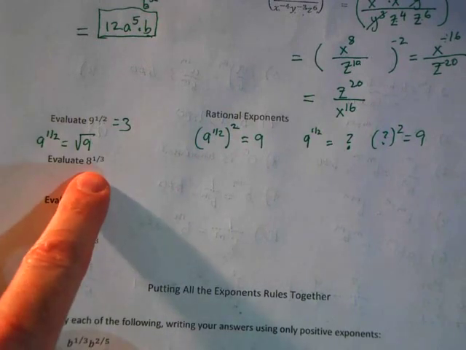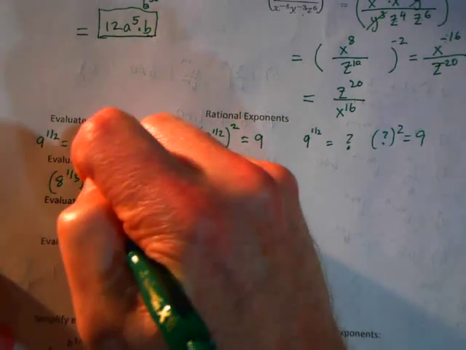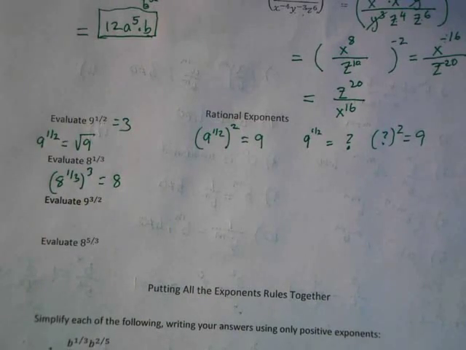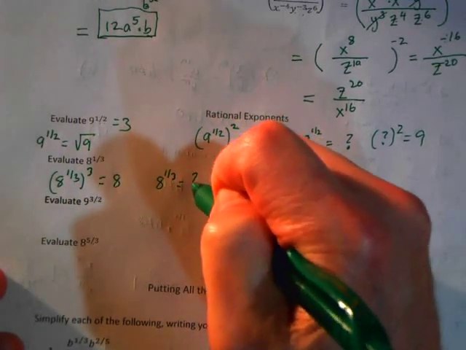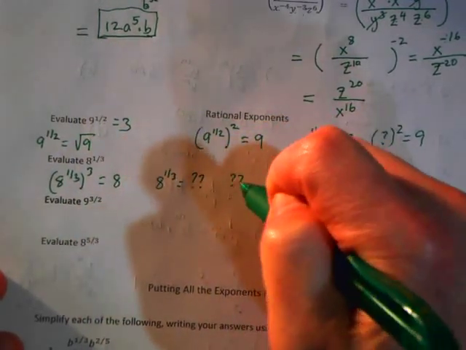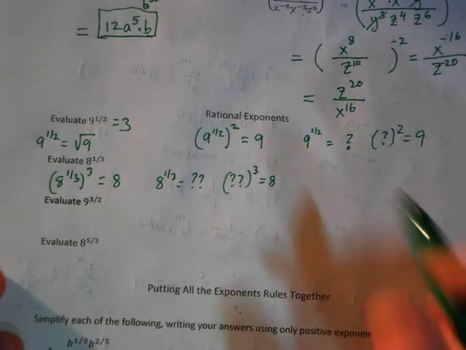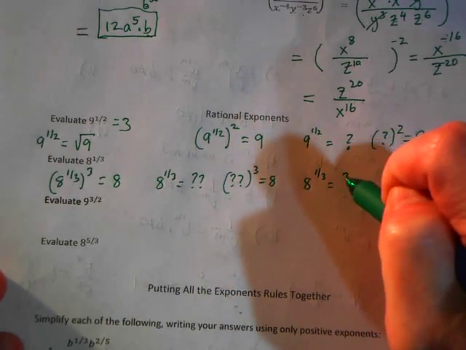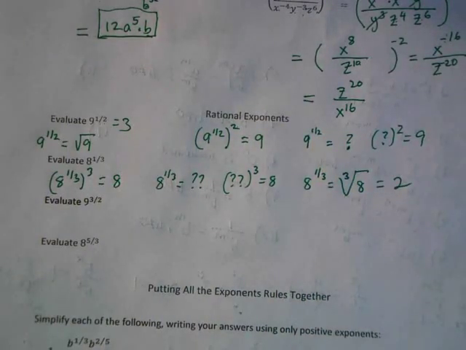I could do the same thing with 8 to the 1/3. 8 to the 1/3, I could cube it. When I multiply my powers, I get 1, so I get 8. So in other words, 8 to the 1/3 is something, and when I take that something and cube it, I happen to get 8 back. The easier way to say that is 8 to the 1/3 turns out to be the cube root of 8, and the cube root of 8 is 2.